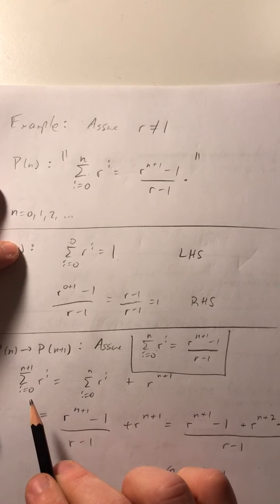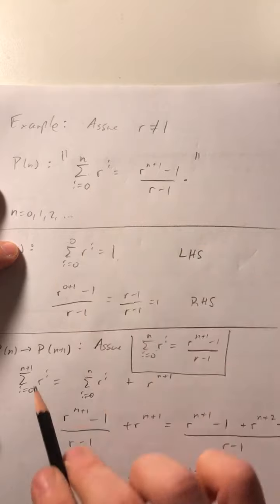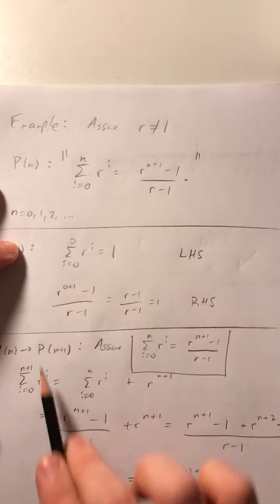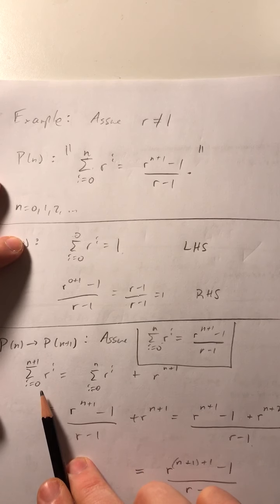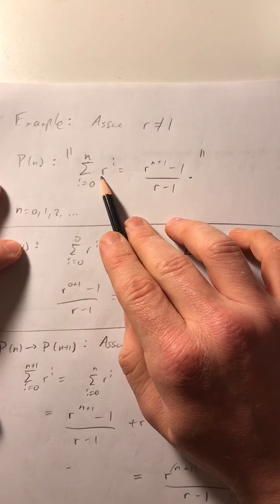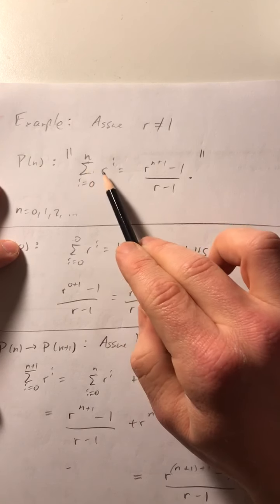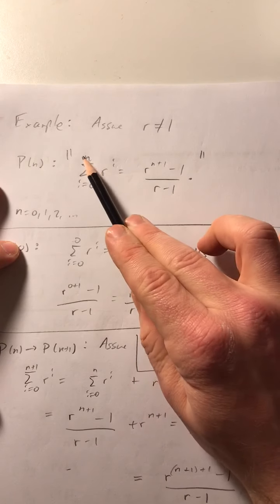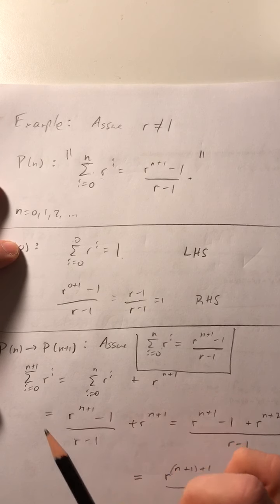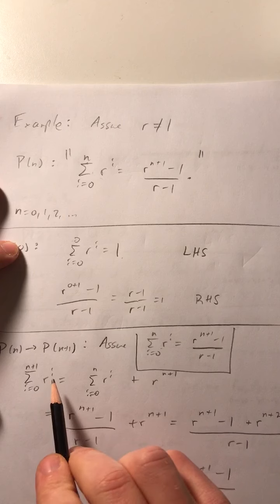So what I do is I start by writing down the left side of P of n plus 1. Okay, so this is P of n, so P of n plus 1 is going to have an n plus 1 here, and that's what I write down here. Again, this is useful because the left-hand side of P of n looks a lot like the left-hand side of P of n plus 1. The only difference is P of n plus 1 has one more term, the n plus 1 term, that's not in the P of n left-hand side. So this is the sum as i goes from 0 to n plus 1 of r to the power i.